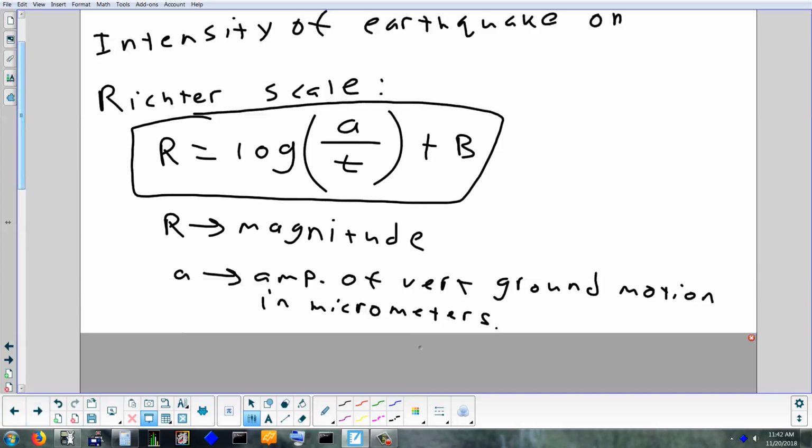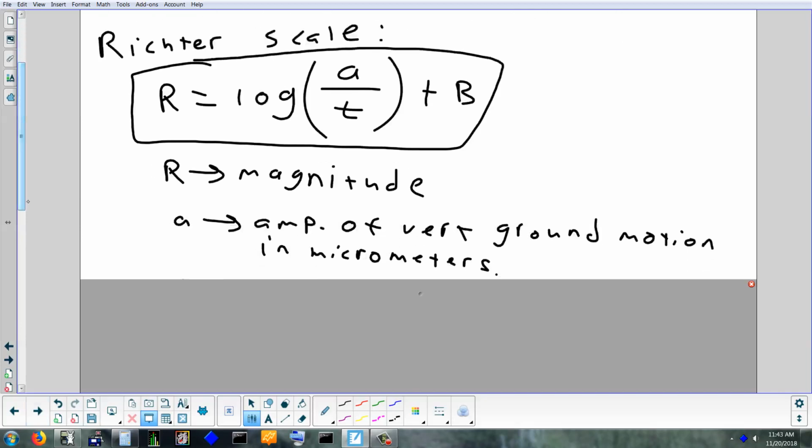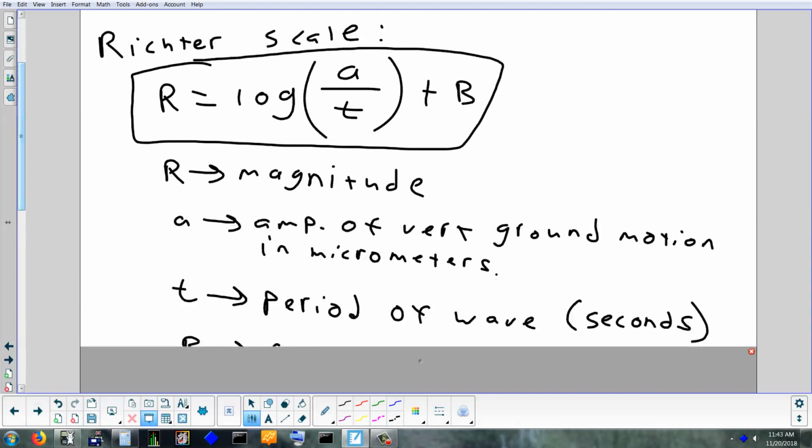A is the amplitude of the vertical ground motion in micrometers. So that's something they measure when an earthquake happens. Okay, T is the period of the wave in seconds.